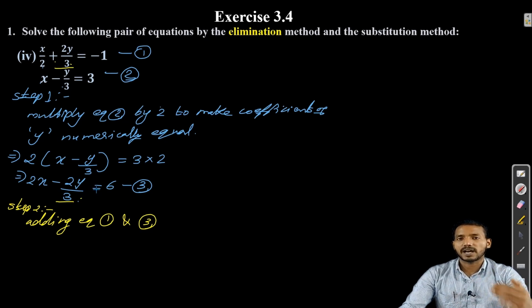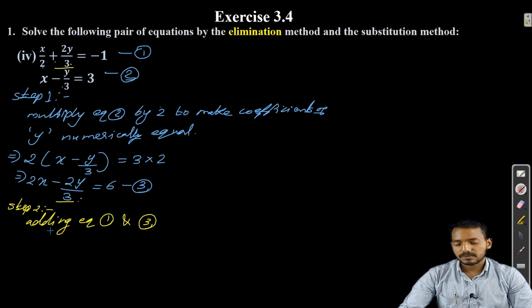In the previous questions we have discussed that when the coefficients of the variable to be eliminated are numerically equal and the sign is also equal, both positive or both negative, in that case we need to subtract the equations. If the coefficients are numerically equal but they are opposite in sign, then we need to add the two equations to eliminate that variable. Clear? That you have to remember while you are proceeding with the elimination method.